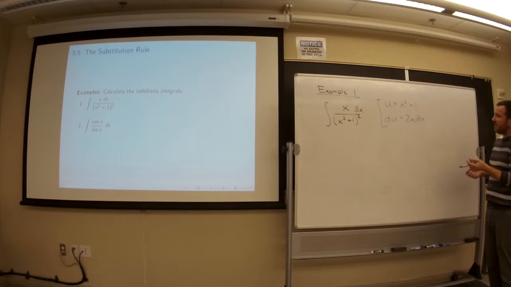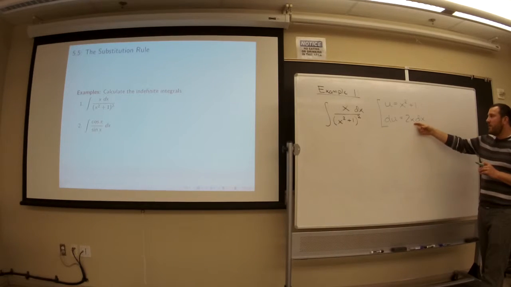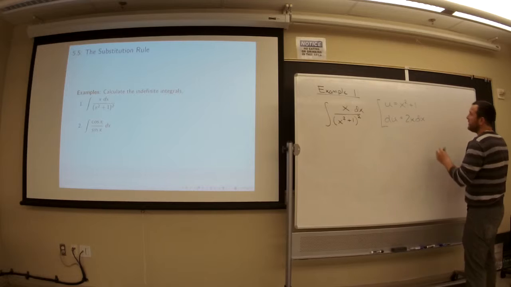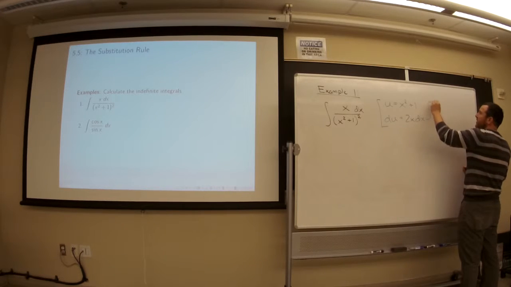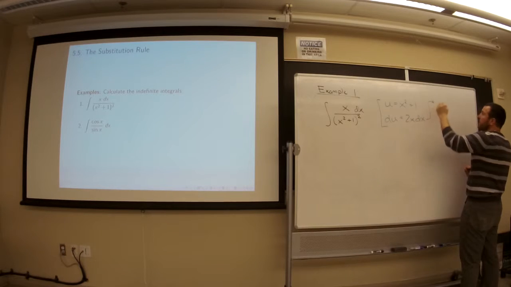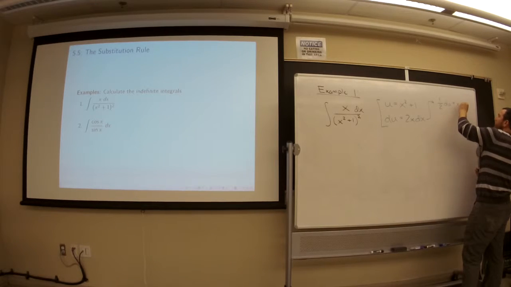Okay, but before we had exactly g prime of x dx to substitute in for, but now we're looking for 2x dx to get du, but we only have x dx. So we can correct this by dividing both sides of this equation by 2 and getting that 1/2 du is going to be equal to x dx, which we do have.